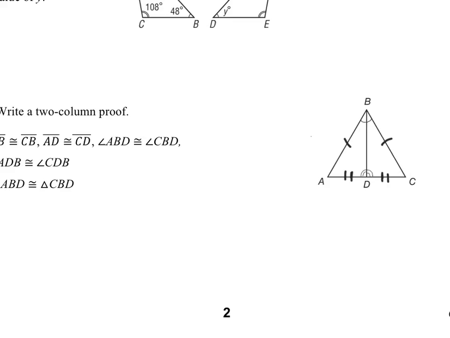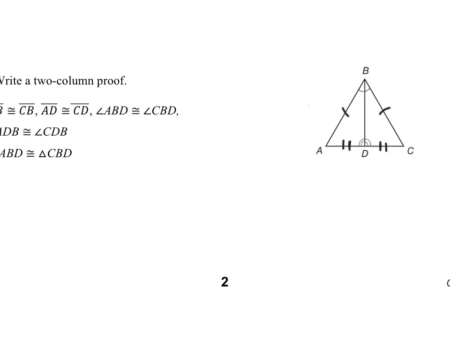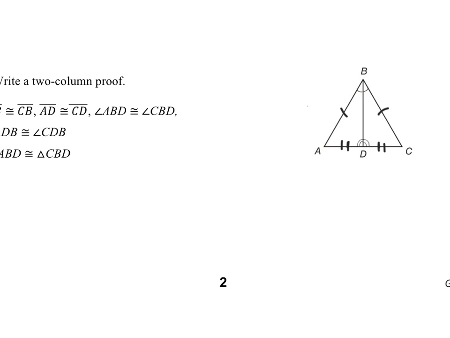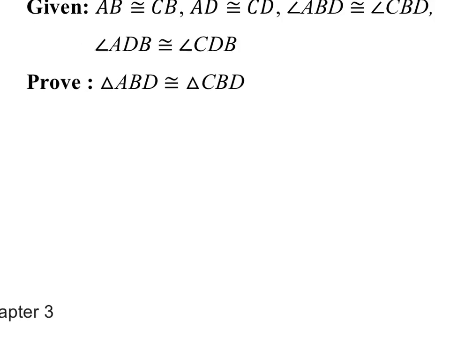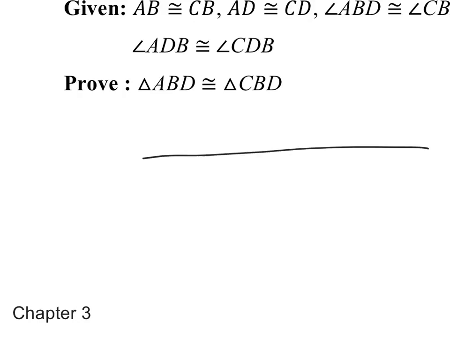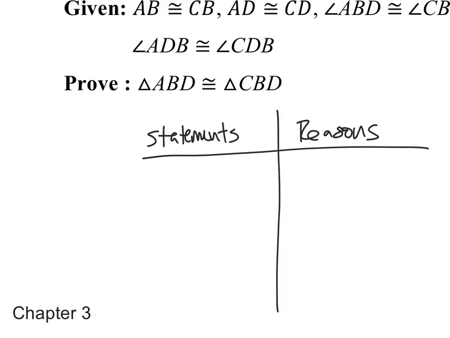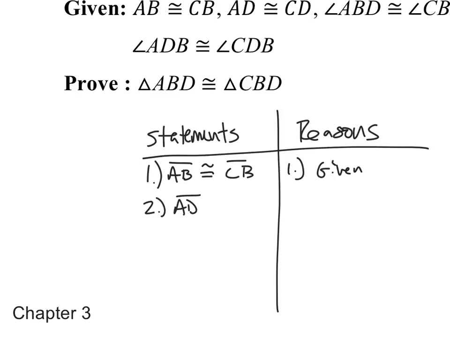We've marked that all up, and we want to show that this triangle is congruent to this triangle. We don't have too much else left to do, but let's go ahead and write out our proof. I'm going to write out our statements, and then reasons. We've got a lot of given statements to write down. The first statement is AB is congruent to CB, and that's given to us. We also have AD is congruent to CD, and that's given as well.